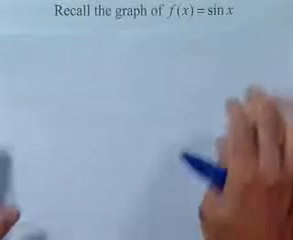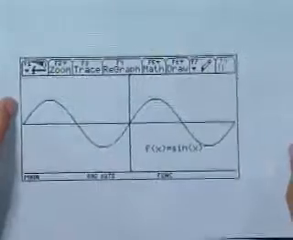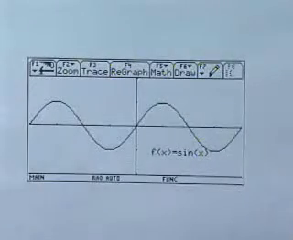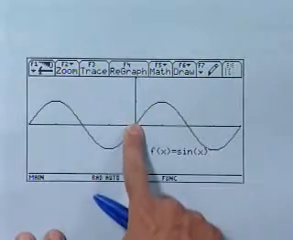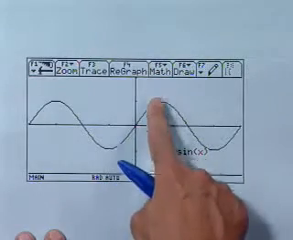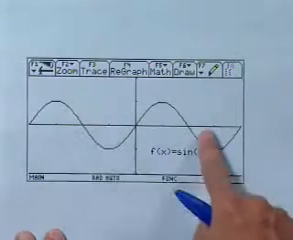Let's go back and look at the graph of the sine function. This is a function that you should know by now, so let's recall the graph. Here's our nice sine x function. Remember, the sine of 0 is 0, sine of pi halves is 1, sine of pi is 0, etc. We got this nice smooth curve.